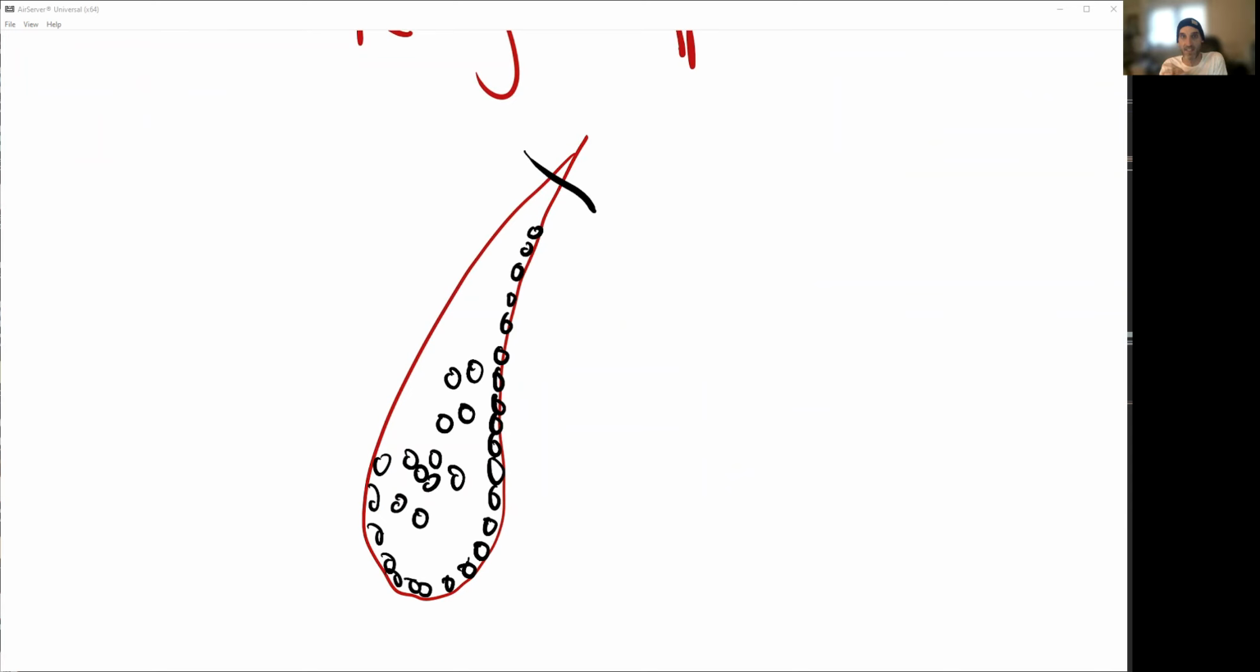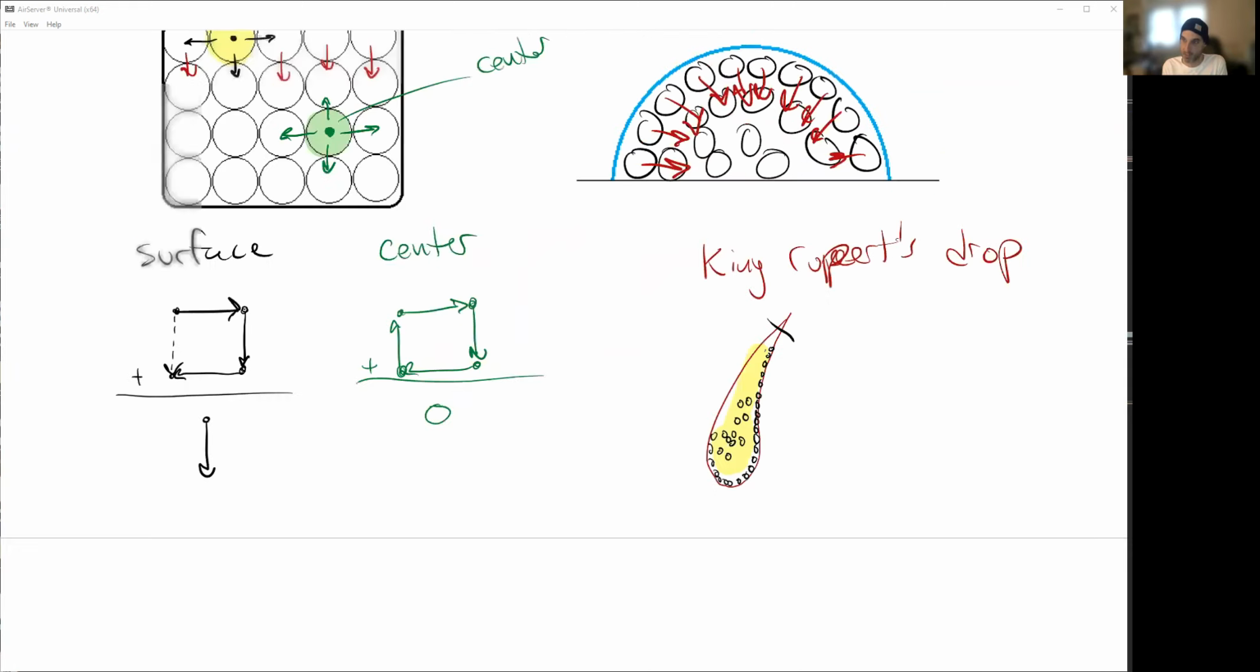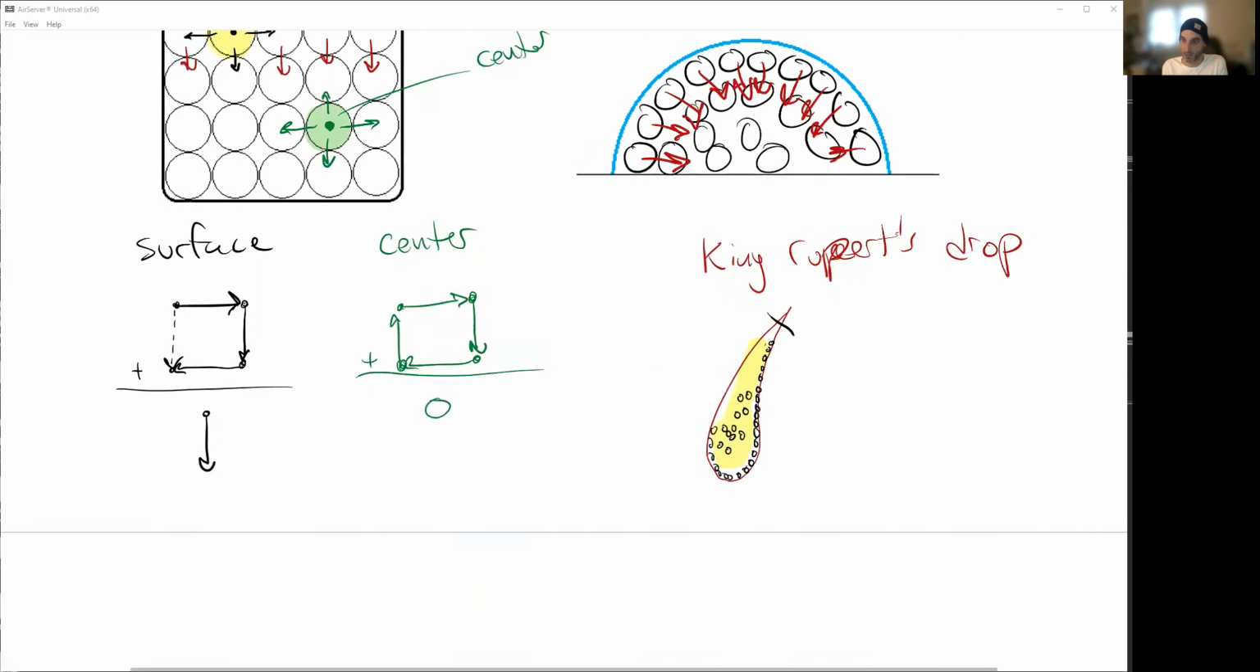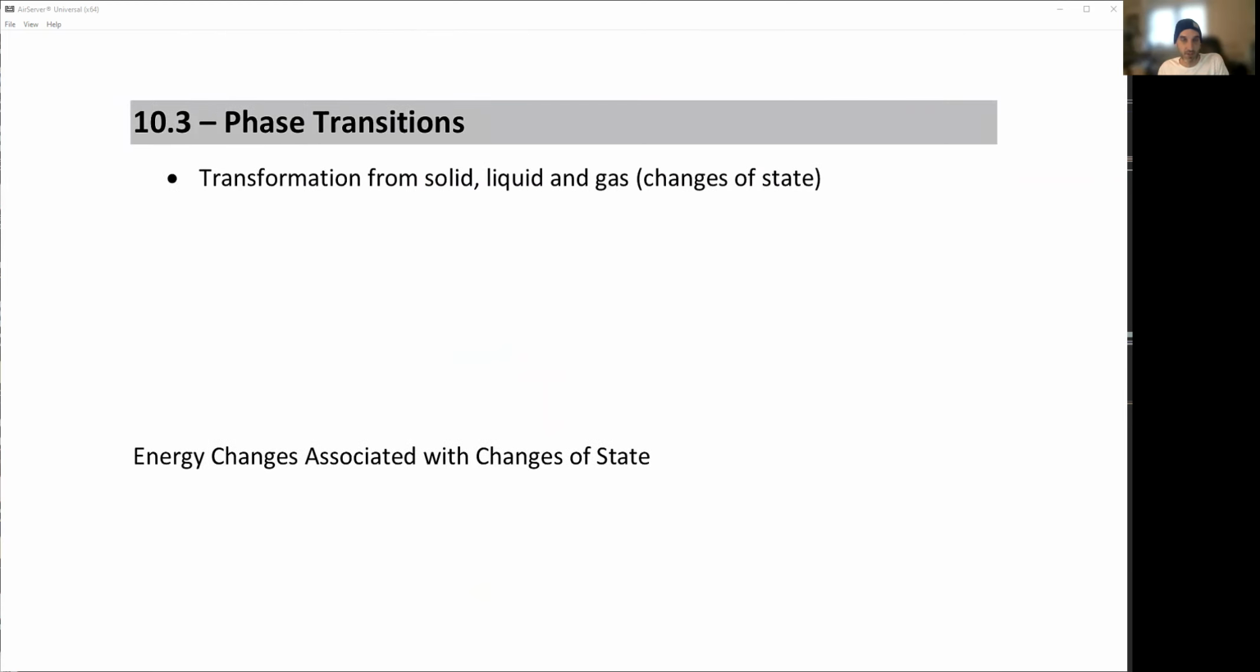So if you clip that, the entire thing explodes because the inside region of King Rupert's drop is really disordered. And because it's disordered and not structured well, it hasn't had time to set, it explodes. So it's actually pretty spectacular. There's some good videos out there for it. So check that out. All right, we're going to move into phase transitions next.